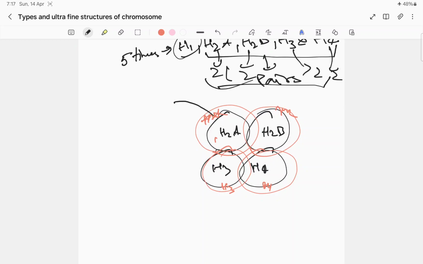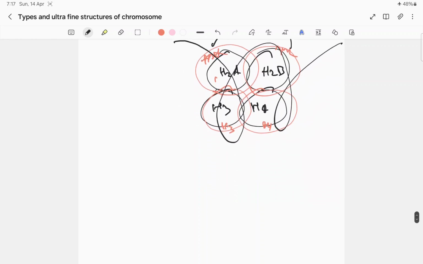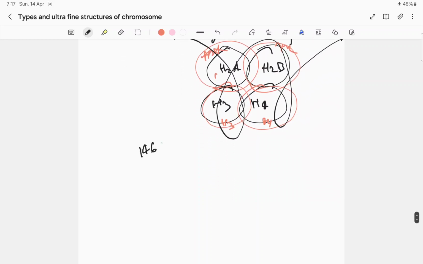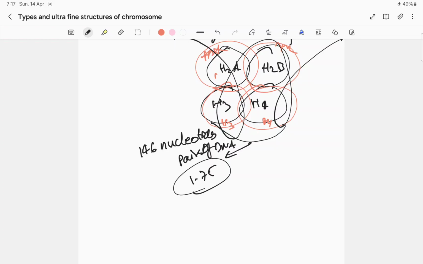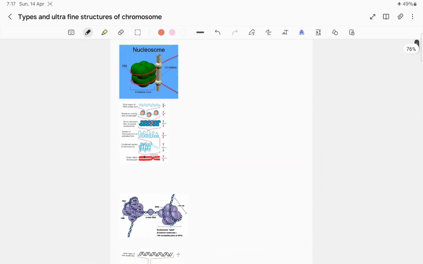Like this the DNA will come and rotate 1.75 turns, and it will go outside. 146 nucleotide pairs of DNA are present in these 1.75 turns. This one you have to remember.